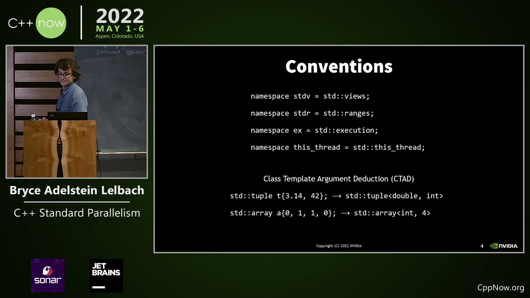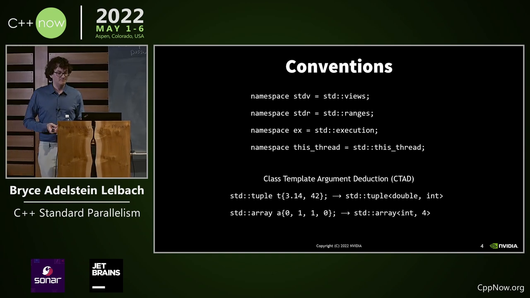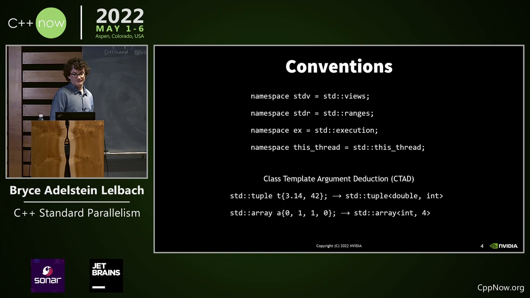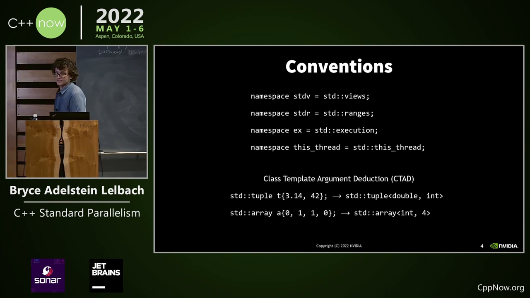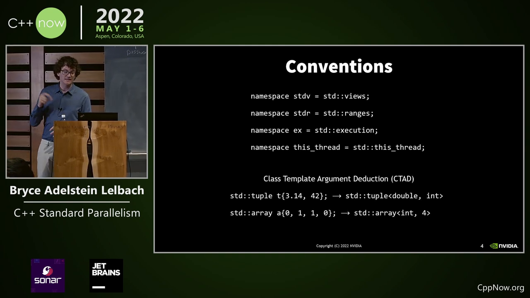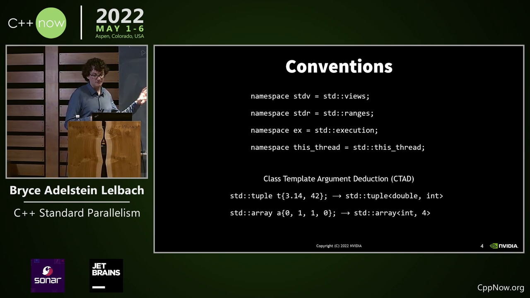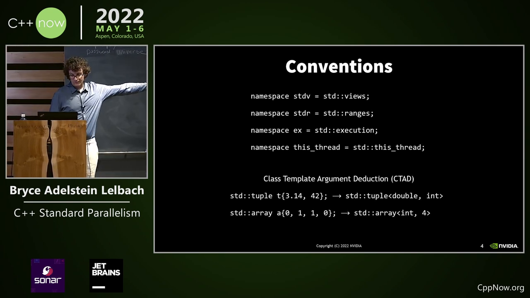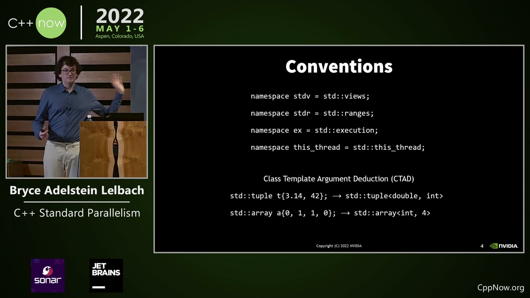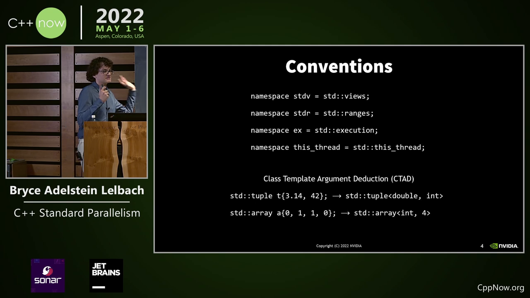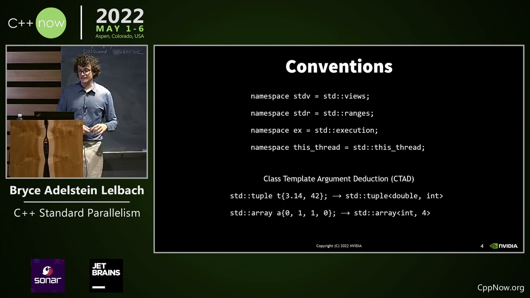I will also be making liberal use of class template argument deduction, CTAD, because I really like it. Standard C++ has always had support for deducing the template arguments of a template function. But in C++17, we extended this to work for class templates when calling their constructors. So, for example, when I'm constructing a tuple, I don't need to spell out what the types are. They can be inferred from the arguments. And ditto for a std::array. So you'll see a lot of this. This isn't typos. This is just to make the slides simpler and neater.